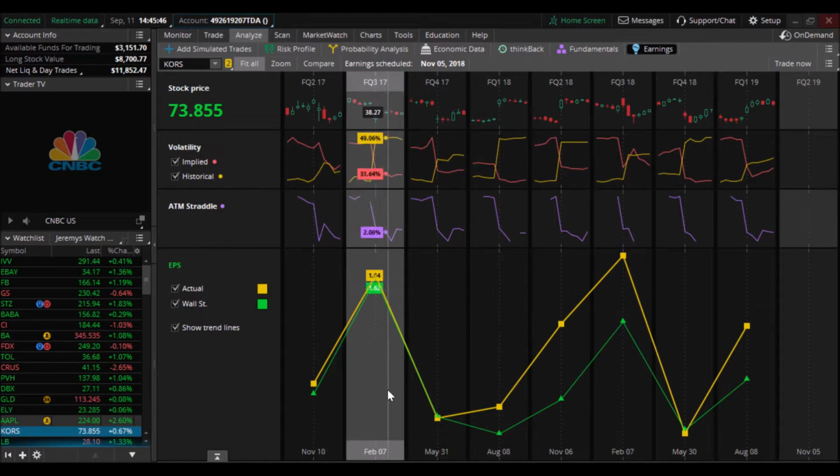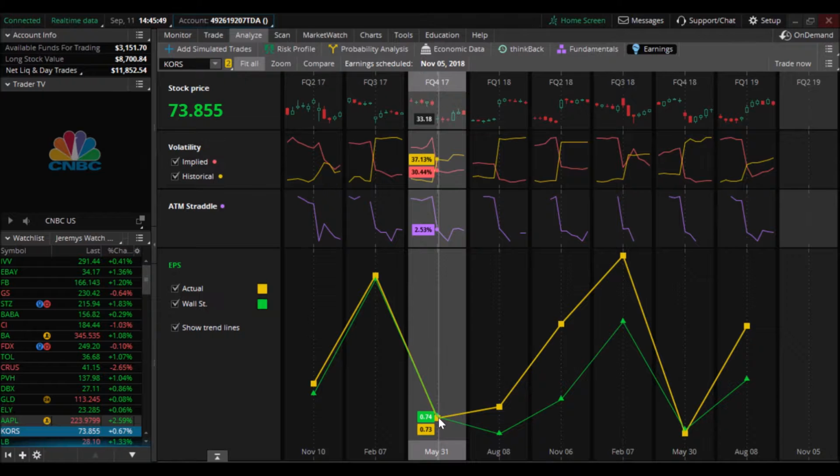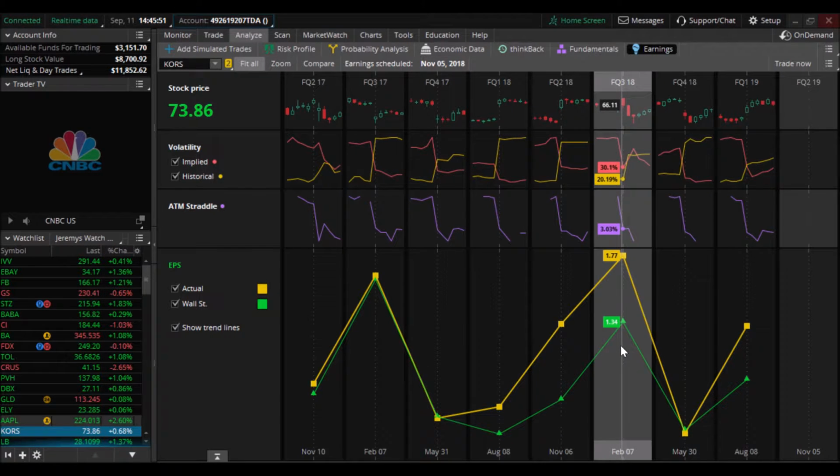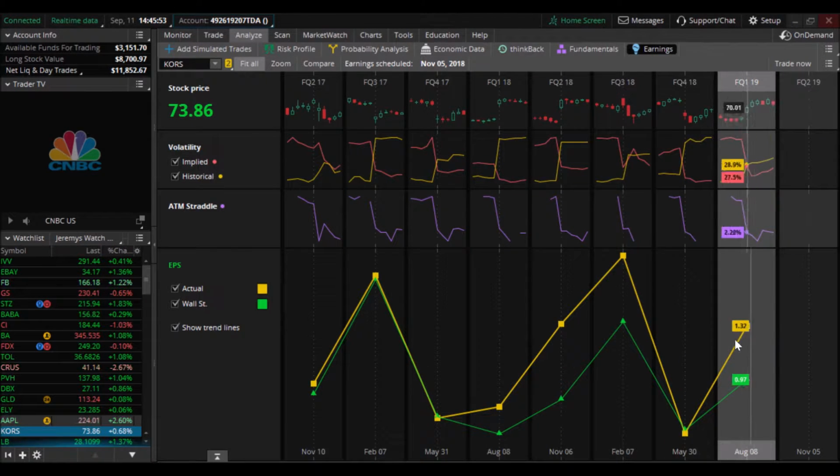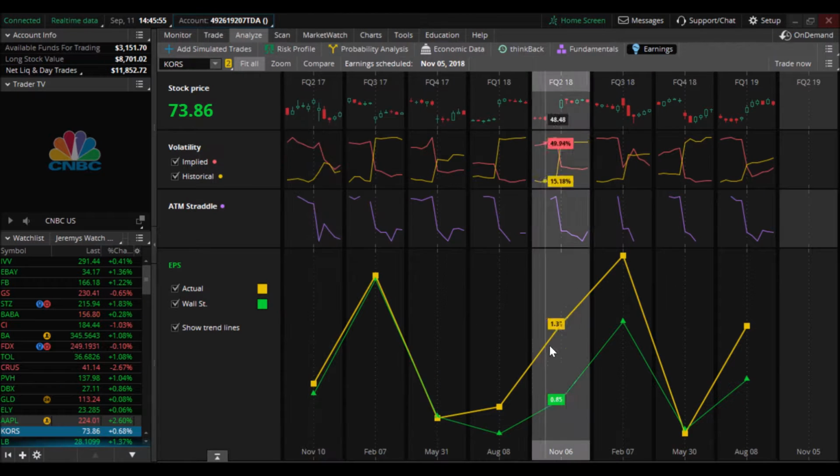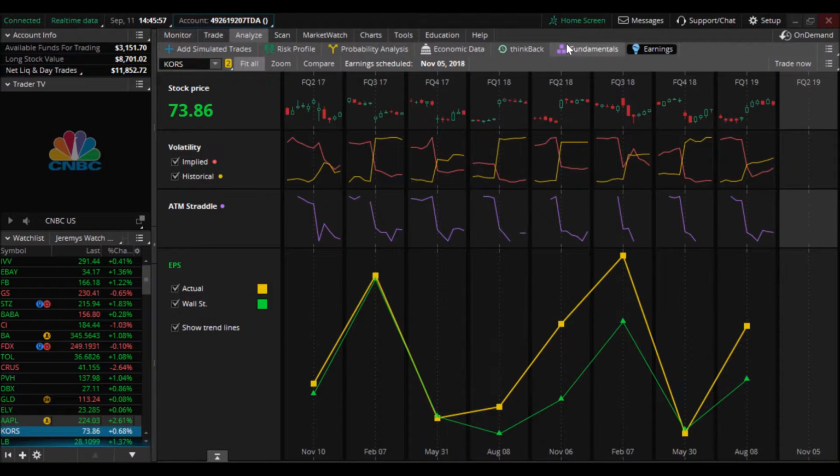So as you can see here, it looks like they had a slight miss, then they had three crazy beats, and now it's actually been four very strong beats. So you can look back, and it really helps.